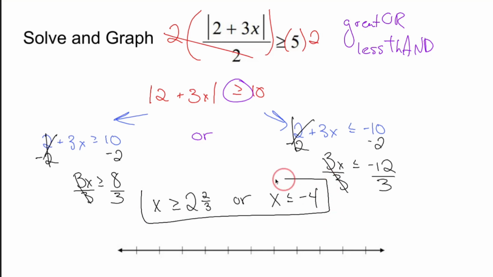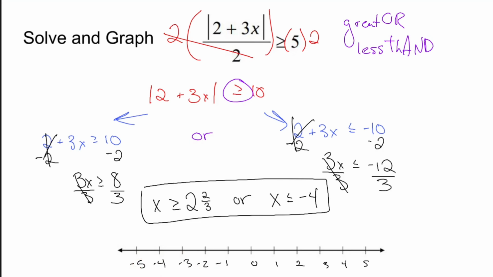So what we care about when we graph this is numbers that are bigger than 2.6 repeating, or smaller than negative 4, and you're allowed to include these numbers. Now, when you have an or statement for a compound inequality, you can put both lines on the same number line. So let me label this 0, 1, 2, 3, 4, 5, negative 1, negative 2, negative 3. There's my negative 4, negative 5.